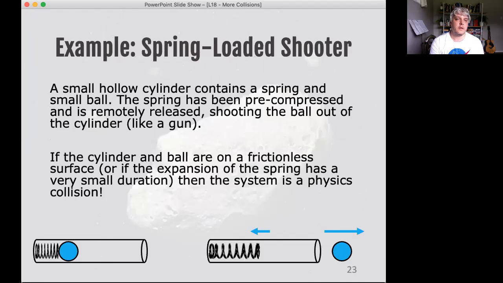So we're going to look through an example now, nothing too complicated, just the idea of a little hollow cylinder with a ball in it and a spring that's been pulled back and locked in place somehow, and it's going to be remotely released. You've got a little remote control, maybe an app on your phone, and you push it and it releases the spring, and the spring stretches out, it expands, and it pushes the ball out of the little cylinder as it does so. What we're going to do is assume that there is no net external force or net external impulse during this explosion. So they are either on a frictionless surface or the spring expands really quickly so that the friction that is there doesn't really have any time to act. So we're going to treat it as a physics collision and make that assumption.